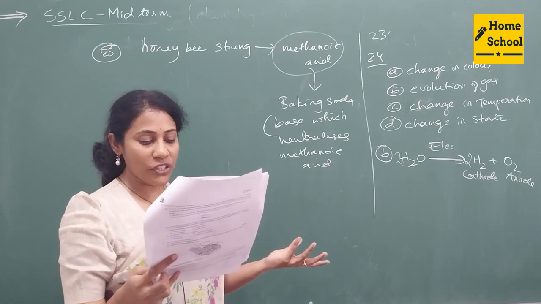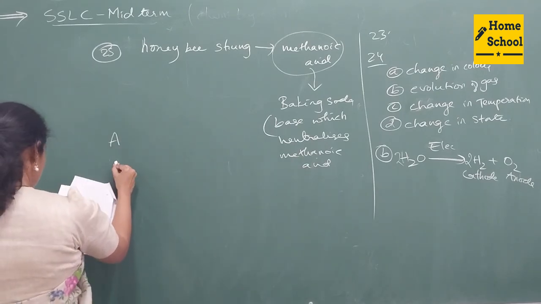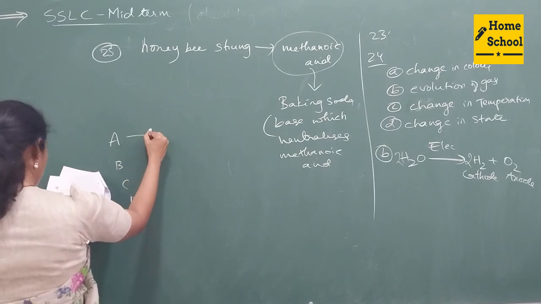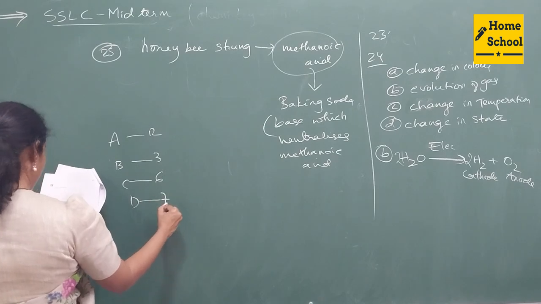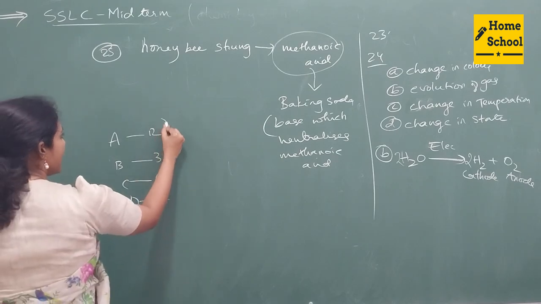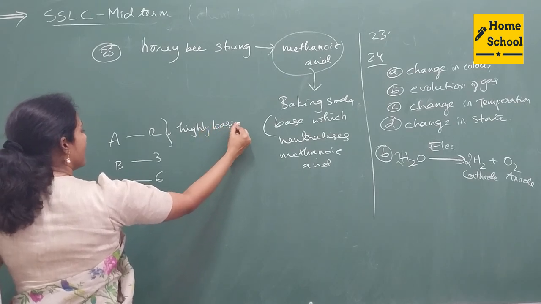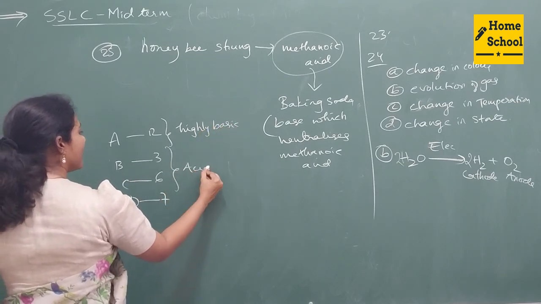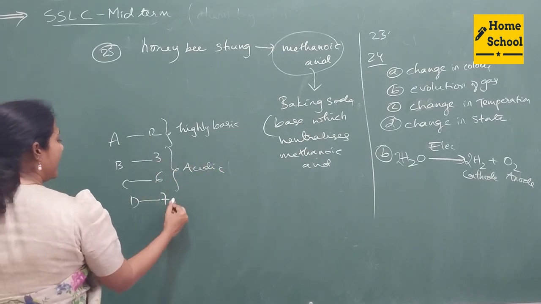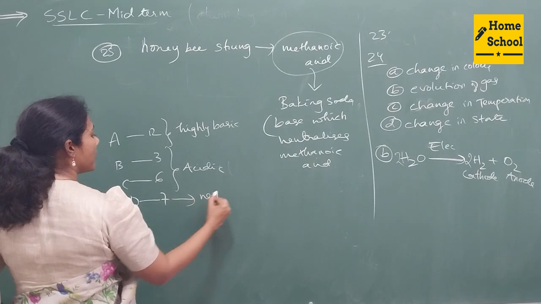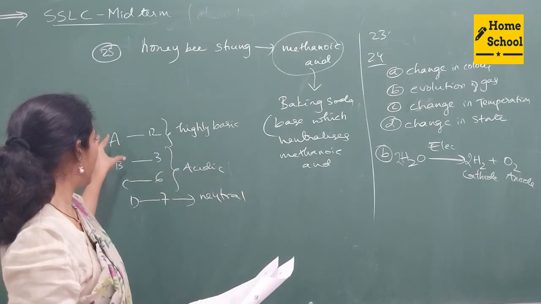Or question is there, and the or question is much easier. A student detects pH. There are solutions A, B, C, D. A has a pH of 12, B has 3, C has 6 and D has 7. Predict the nature of the solution. A is highly basic. B and C are acidic, B is more acidic and C is less acidic. That also you can write. And D solution is neutral because pH is 7. So that's it. You have to mention these words for A, B, C and D.